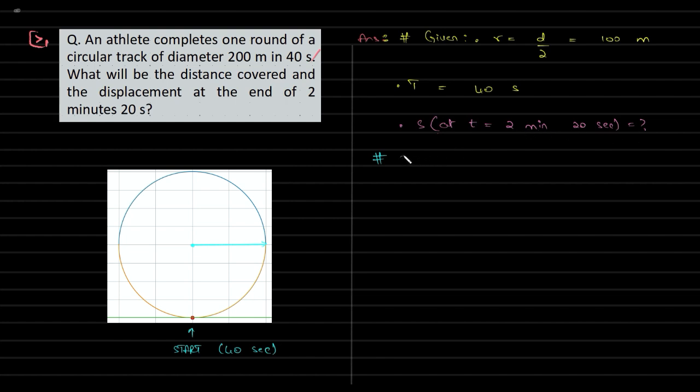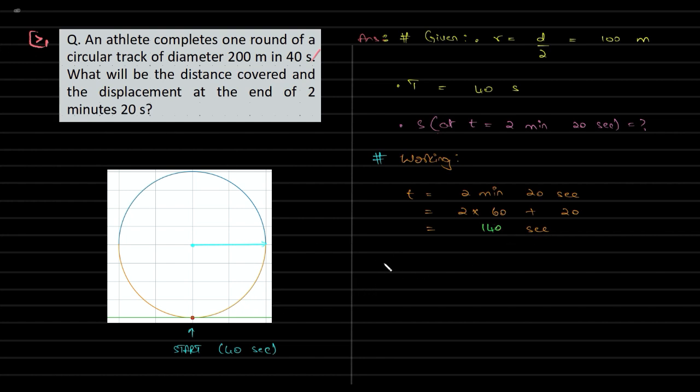So first let's work out the time. So t is equal to 2 minute 20 second. So this is 2 into 60 plus 20, and this is, sorry, 140 second. This is what the time would be in seconds.